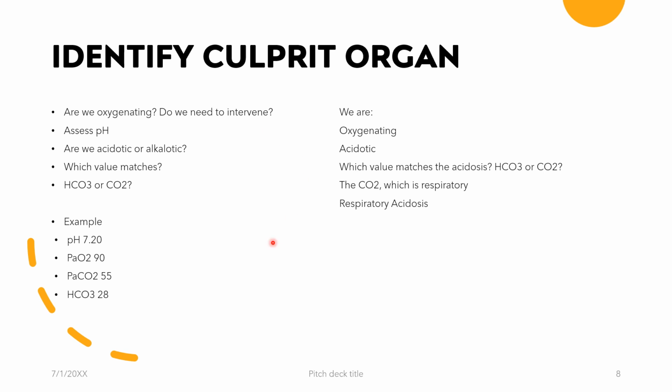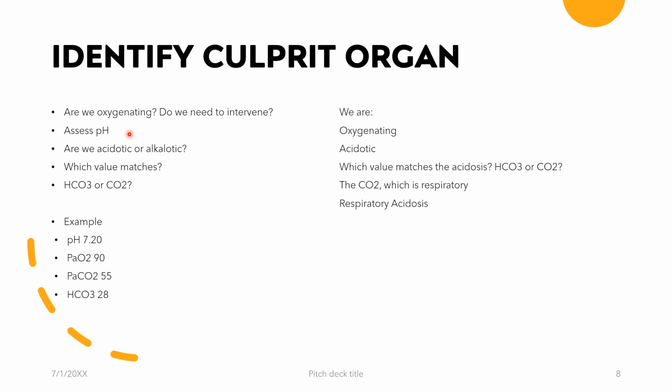So then we want to identify our culprit organ. What is our problem, right? So check first our oxygen. Are we oxygenating? Okay, if not, how can we intervene? Do we sit our patients up, put some oxygen on them, increase the oxygen amount on their BiPAP, CPAP, or even their ventilator? Next, we're going to look at our pH. Are we acidotic or are we alkalotic? How are we going to intervene for such?